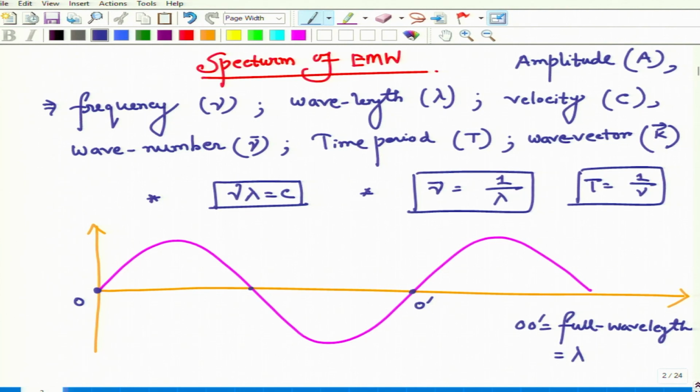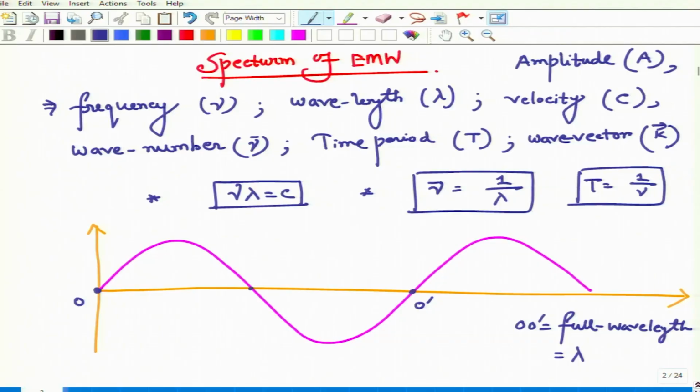Now what is the frequency? Frequency stands for the number of full waves per unit time. That means if 10 full waves are generated in 1 second, the frequency is 10. We can understand it like this: let us say a ceiling fan rotates 10 times per second. Then the frequency of rotation of this fan is 10, because it is rotating 10 times per second.